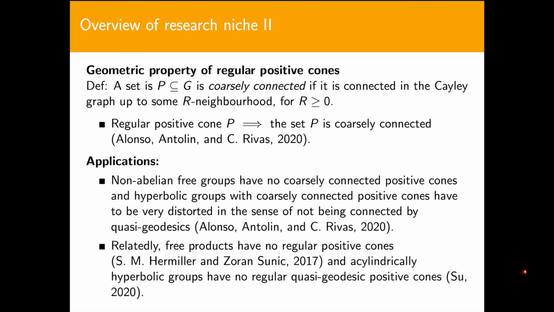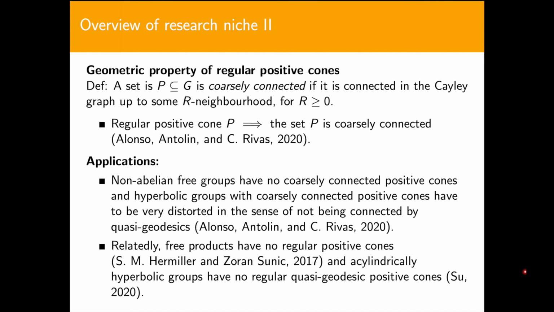So here's the definition. A set P of G is coarsely connected if it's connected in the Cayley graph for some R neighborhood. So think of your set in the Cayley graph and thicken it by R. And if that set is connected, then your original set is coarsely connected. Now, regular positive cones are coarsely connected. This is a result of Alonso and Navas-Rivas.